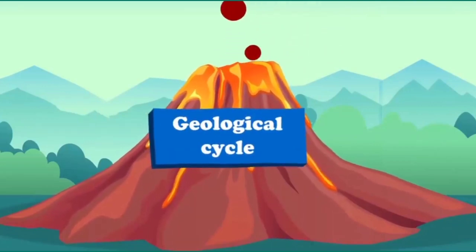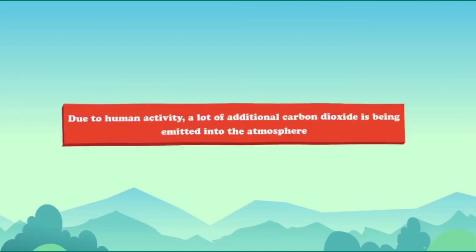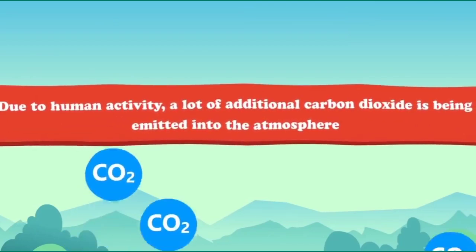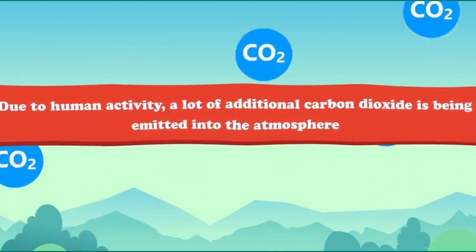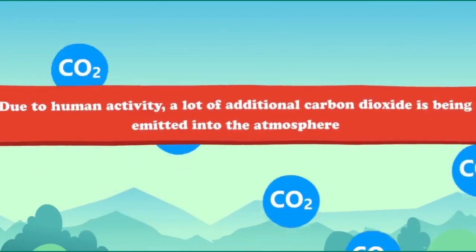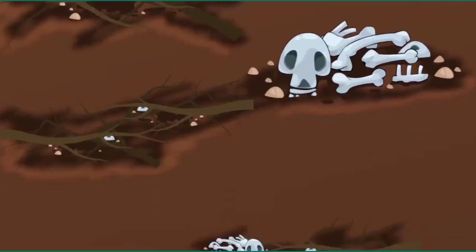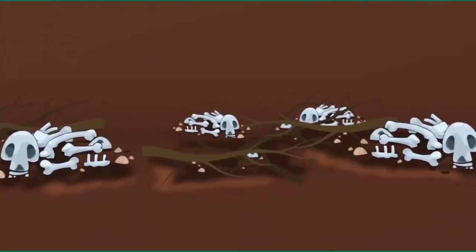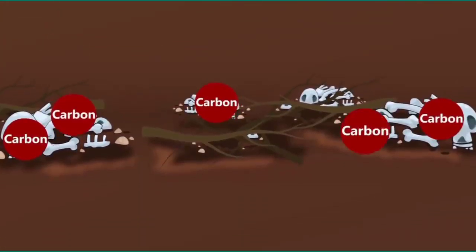Besides this, due to human activities, a lot of additional carbon dioxide is being emitted into the atmosphere. How? Millions of years ago, many plant and animal remains containing carbon got buried deep into the soil.